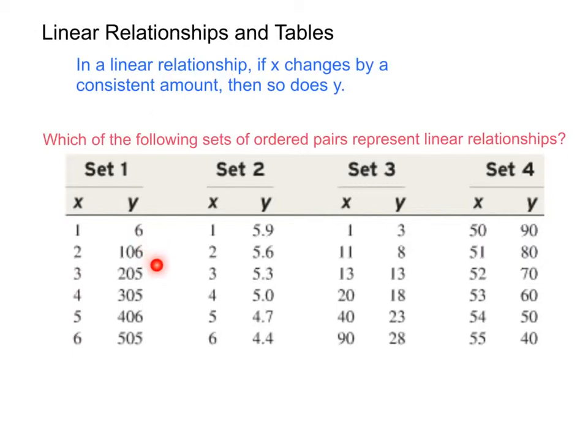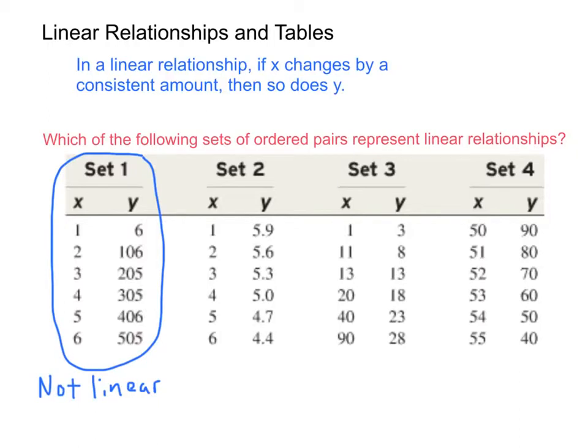Then from 106 to 205, it looks like it only went up by 99. Then it went up by 100 again, and then it went up by 101. So you can see that y is not going up by a consistent amount each time, even though x is. That shows that this is not a straight line. It's not a linear relationship.